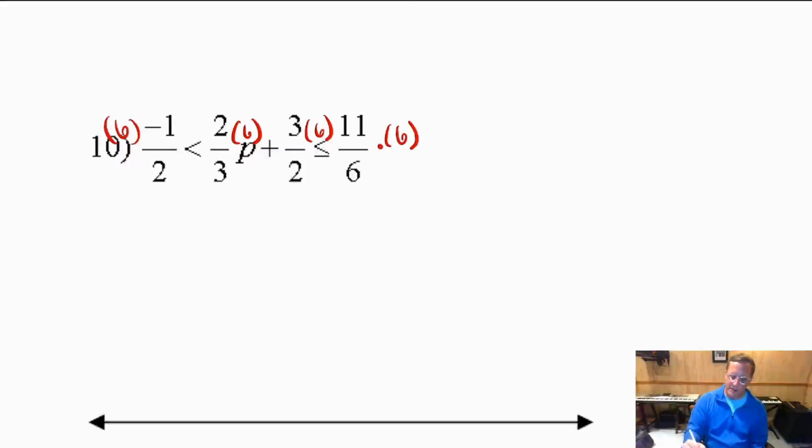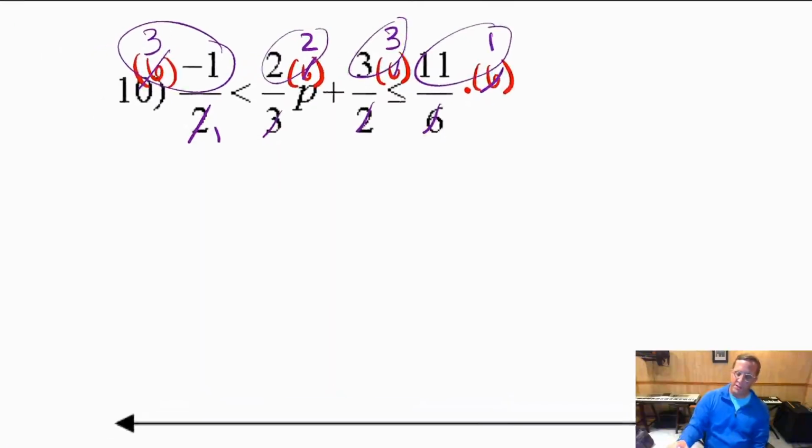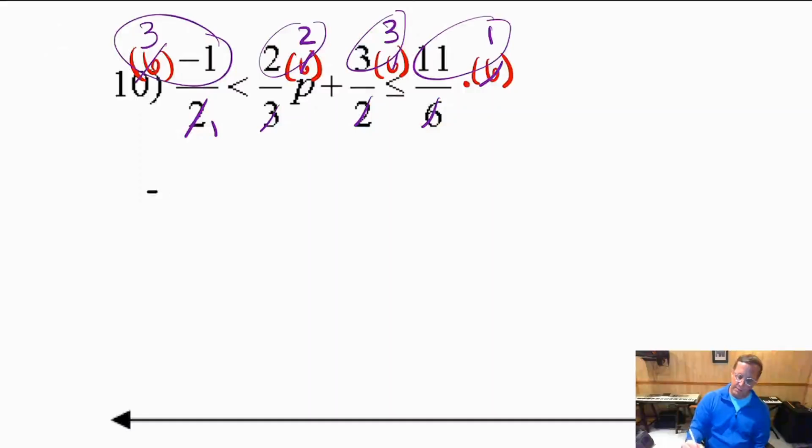But we're going to do 6 divided by 2, which is 3. That becomes 1. 6 divided by 3, which is 2. 6 divided by 2 is 3. 6 divided by itself is 1. So we're just going to multiply those values that you have right there. So we have negative 3 is less than 4p. 2 times 2 is 4. Plus 9 is less than or equal to 11.